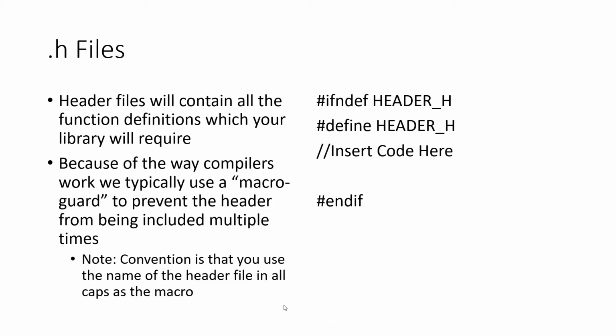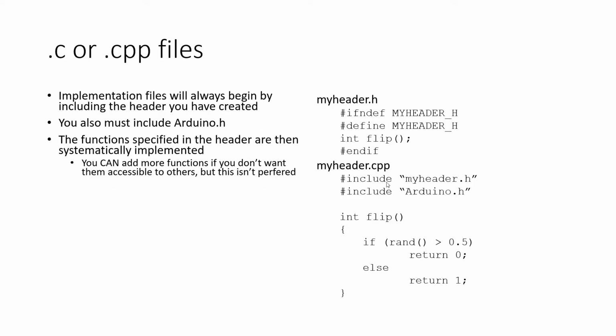Now the convention is that when you're doing macro guards, you use the name of your header file, underscore H, all in capitals. Now you don't have to do that. However, it's useful for you to use some sort of convention to name these macro guards so you can keep track of them in your programs. We then have our .c or .cpp file. It's .c if you're writing it in strict C, and .cpp if you're writing it in C++.